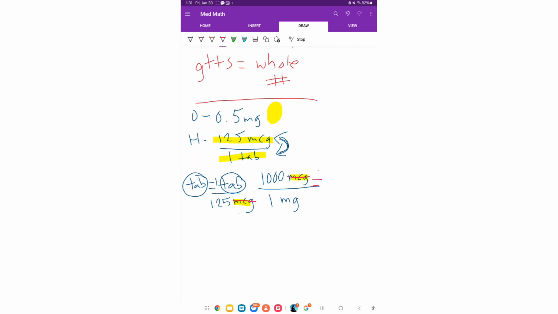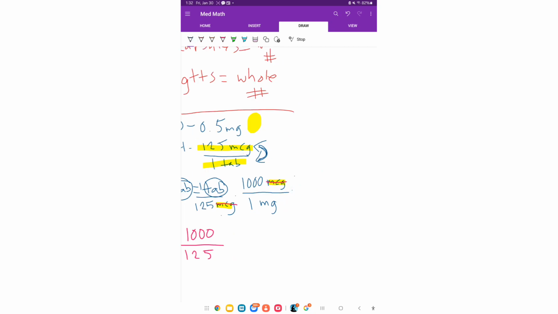And so I'm writing down here 1,000 over 125. Oops, let me go a step further because milligram is still here. We need that to cancel out because we don't need milligrams. So because we need that to cancel out, this is where this one comes in, 0.5 milligrams. So now I can cross cancel these two. I'm just going to put that over 1.